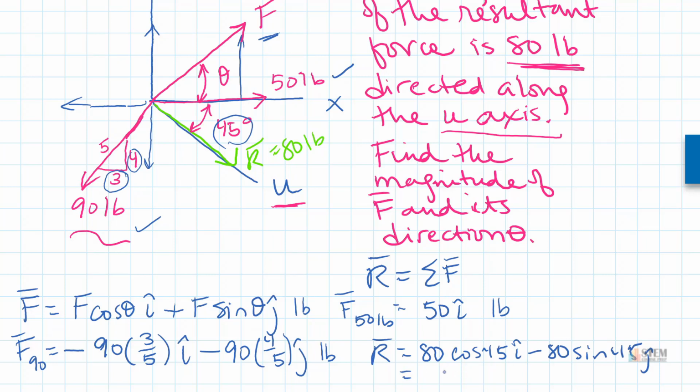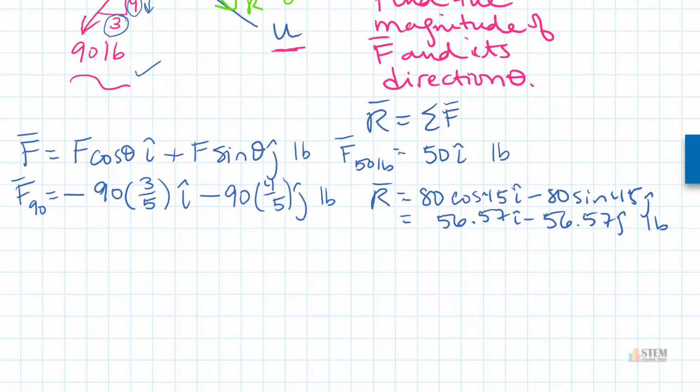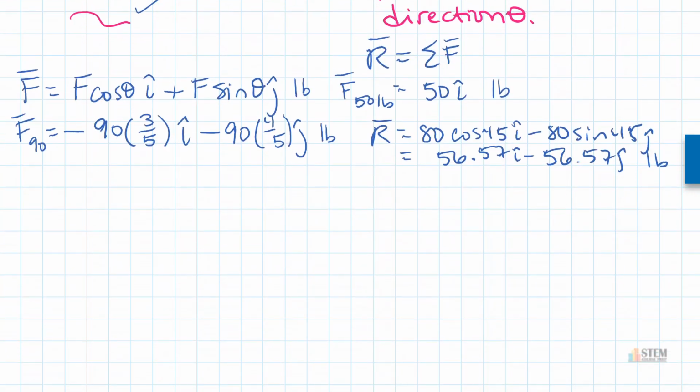And then let's go ahead and simplify this one. I forgot to simplify this one over here, but that's okay. So 80 cosine 45 is going to be 56.57i minus 56.57j, and that's pounds. So now we've got those things done. That's really the hardest part, finding all the vectors. Now we've got that done.